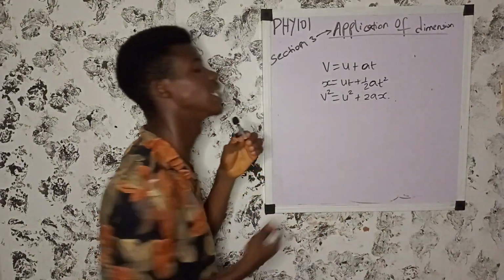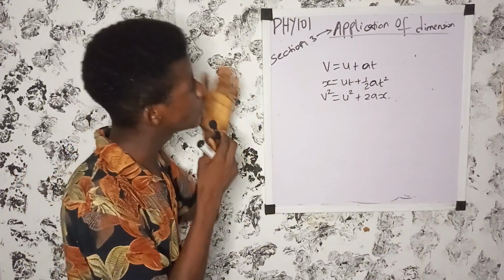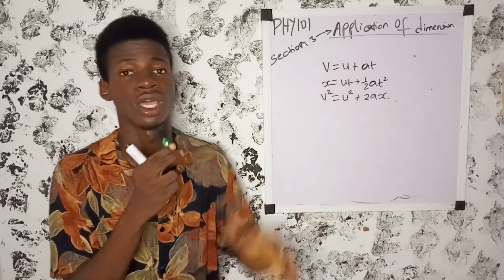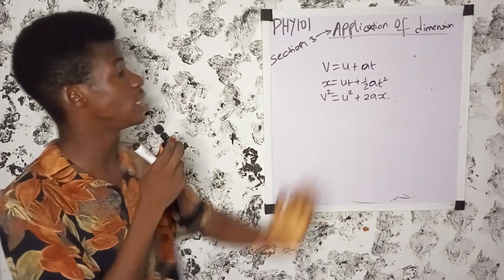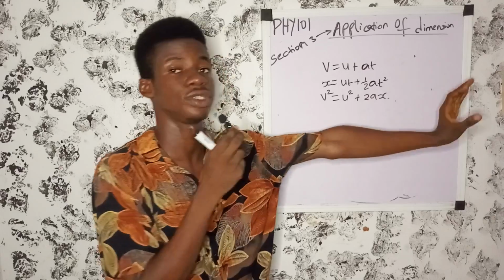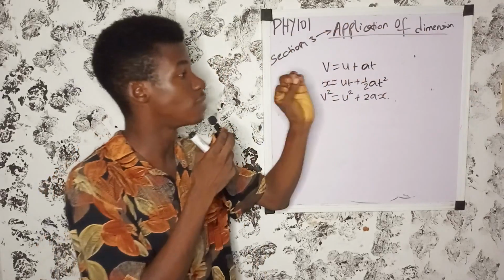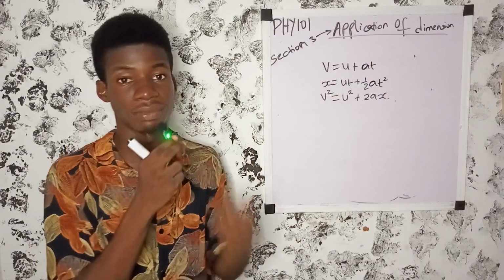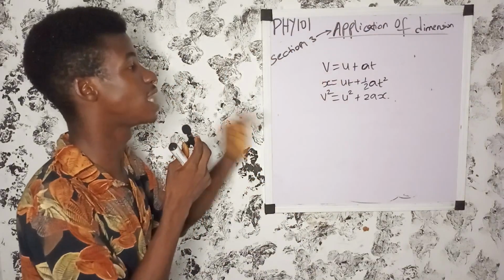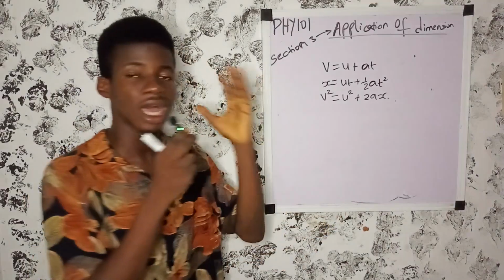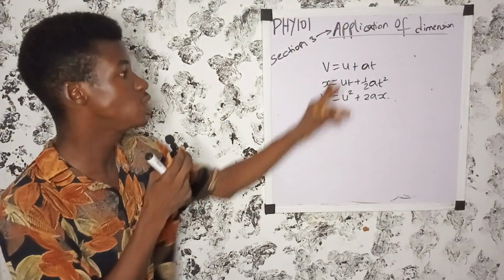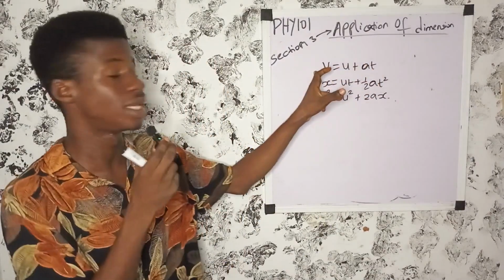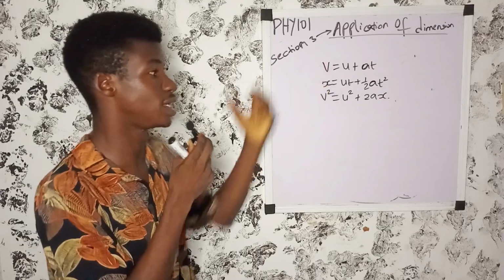Now, how do you carry out dimensional analysis? How do you know if an equation is correct or not? An equation is said to be correct when the right hand side of the equation has the same dimension as the left hand side of the equation. To carry out this dimensional analysis, we need to look for the total dimension here, and we need to look for the total dimension here as well.